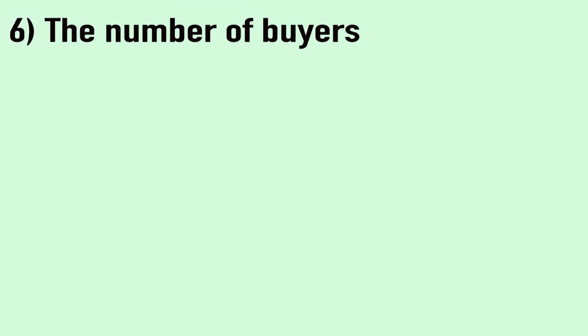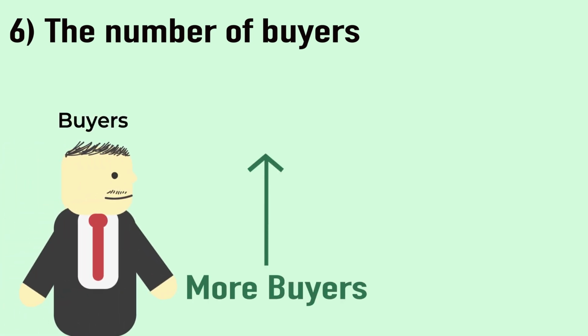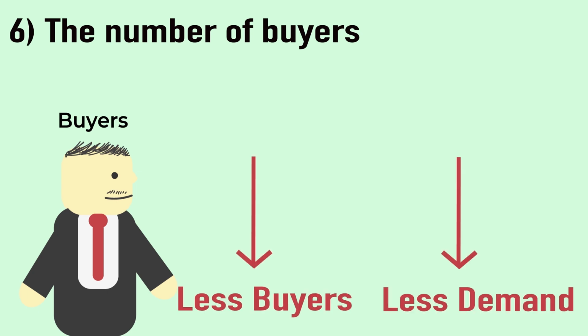Number 6, the number of buyers. When other factors remain constant but there are simply more buyers in the market, then this will obviously lead to prices increasing due to increased demand. And the opposite is true when there are fewer buyers in the market.